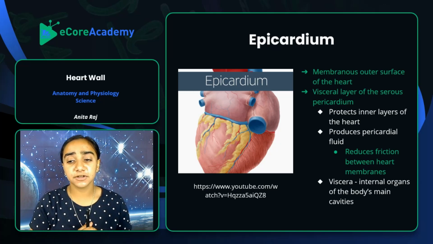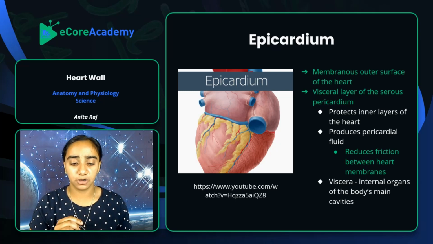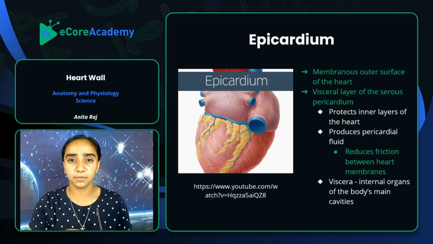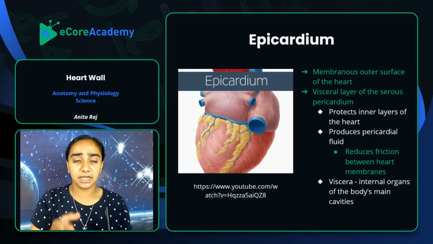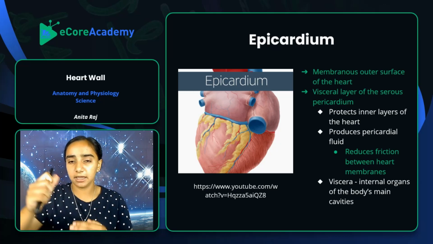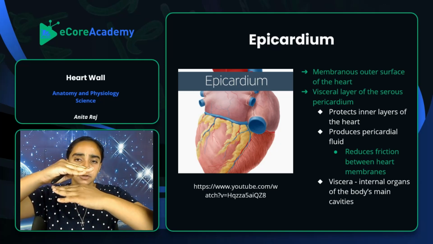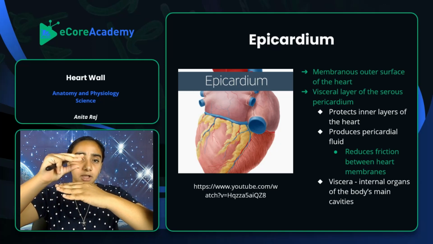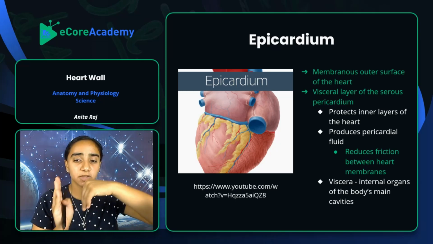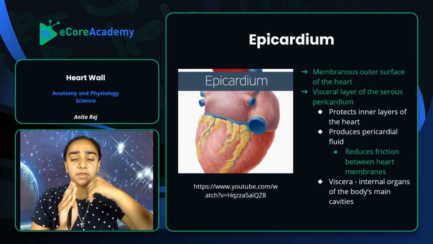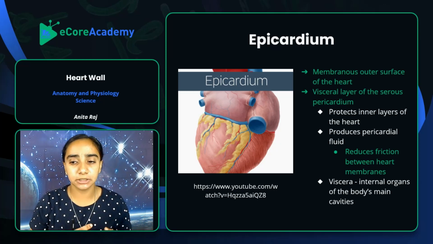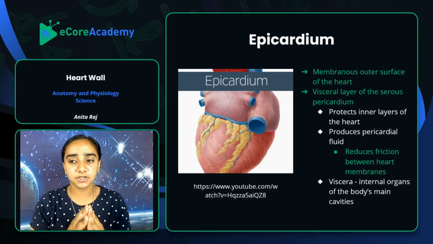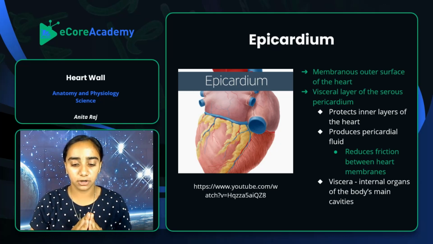It's also the visceral layer of the serous pericardium. So what does this mean? So visceral layer of serous pericardium. So the visceral layer is pretty much the innermost surface. So if I had a chunk of muscle, if I was looking at it like this, the outside part would be the parietal layer. This topmost part that's exposed to the outside would be the parietal layer. The innermost layer we call the visceral layer. So the epicardium is the inside of the pericardium. It is the visceral layer of the serous pericardium.